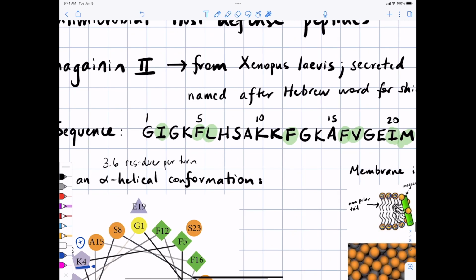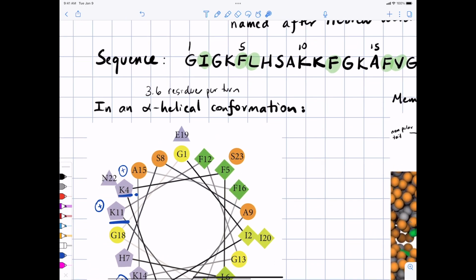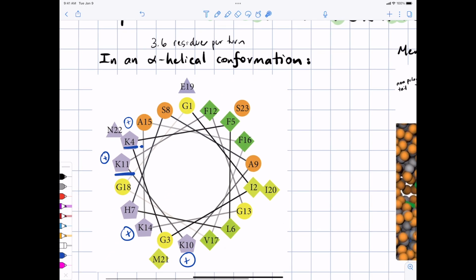And then we're mapping this sequence onto an alpha helical conformation. This is called a helical wheel diagram. You start at amino acid 1, and you go around in a pattern that's 3 and 3.6 residues per turn. And so this shows you a view from the N-terminus of the peptide of the overall characteristics of this helix that we're looking down.